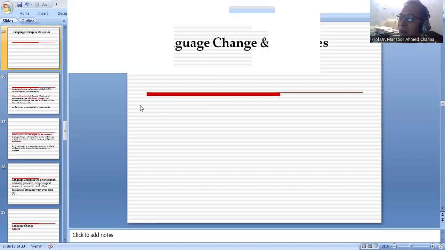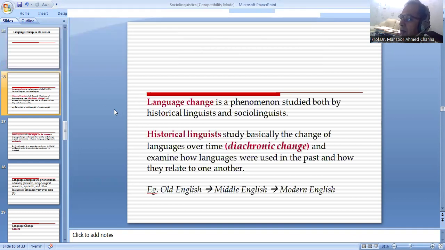Let's study about language change and its studies. Language change is a phenomenon studied both by historical linguists and sociolinguists. Historical linguists study basically the change of languages over time, diachronic change, and examine how languages were used in the past and how they relate to one another. For example, starting English is called Old English, then it developed until it was called Middle English, until today we are going to learn and teach that is modern English.